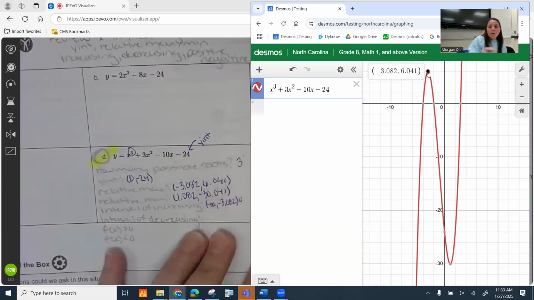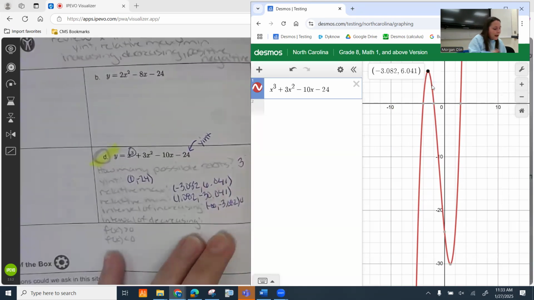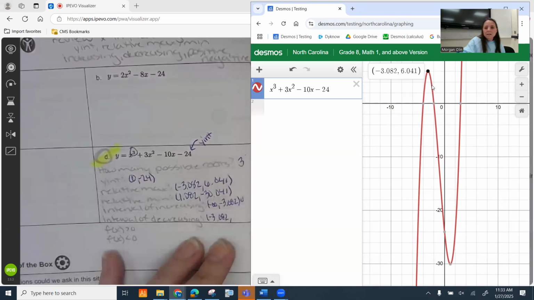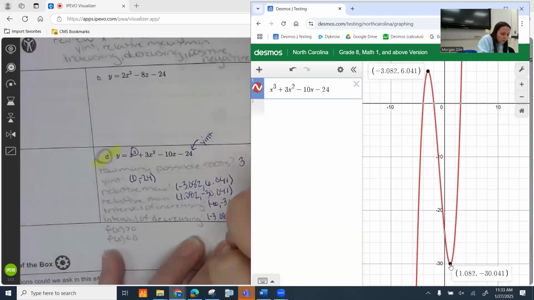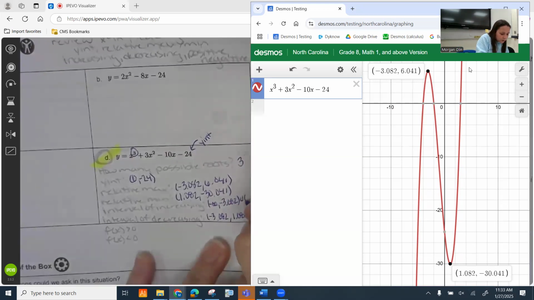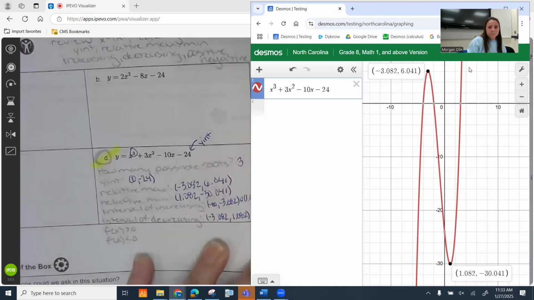Now I start to decrease. So I'm going to start writing that x value of -3.082, and then it decreases all the way to this min value where the x is 1.082. And then we pick it back up and it increases and it just keeps going on forever. So I'm going to go back up to increasing and I'm going to say 1.082 to infinity.